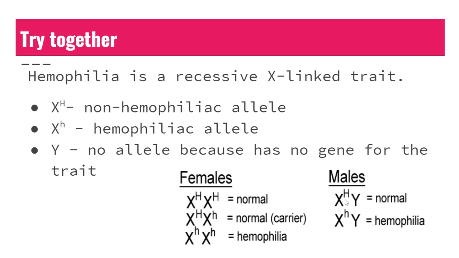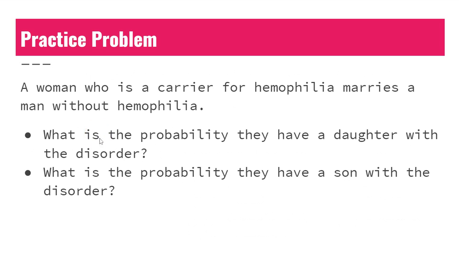From mom inside the egg, you either get the recipe for a normal protein, so you can clot your blood, or you get the malfunctioning protein and you have hemophilia. So much less diversity there, again, because there's only one. So let's try this on our own.